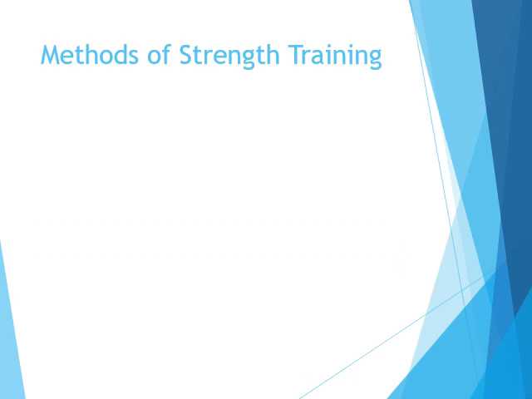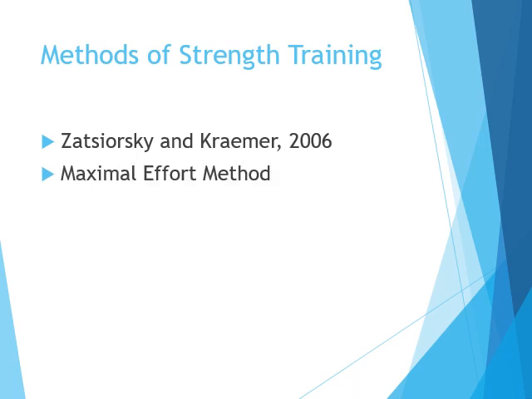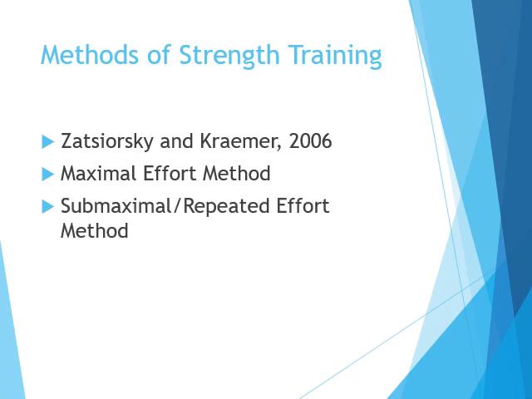So the methods of strength training, and these are taken out of the Science and Practice of Strength Training. These are not in your textbook, but these are ways in which we can measure methods of strength. You have the maximal effort method, the submaximal repeated effort method, and the dynamic effort method. We're going to break these down further in a bit, but these are the 3 primary methods.